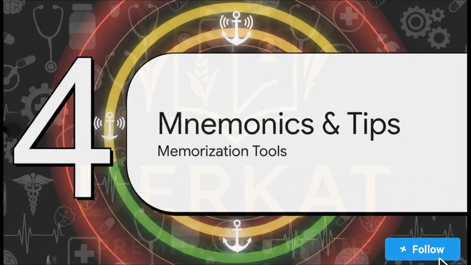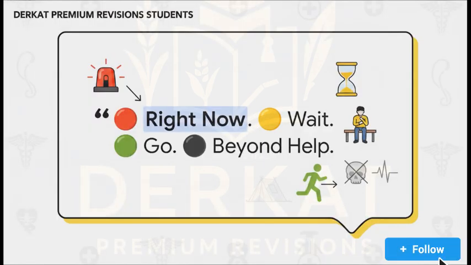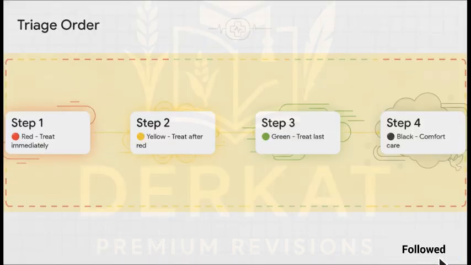All right, Section 4, mnemonics and exam tips, memorization tools. Now, what's really interesting about this, and what's going to save you on test day, are these mental shortcuts. To lock this in for instant recall, use these 4 quick phrases. Red equals right now. Yellow equals wait. Green equals go, as in the walking wounded can go to a secondary location. And black equals beyond help, or deceased. Seriously, if you get stuck on a tricky multiple choice question, just take a breath and recite right now, wait, go, beyond help.